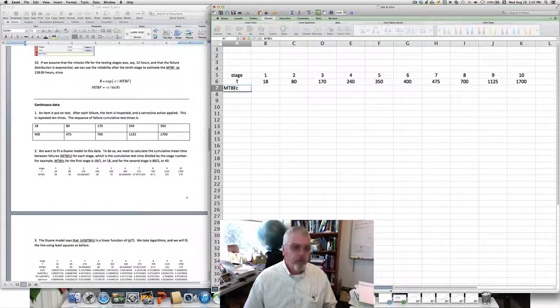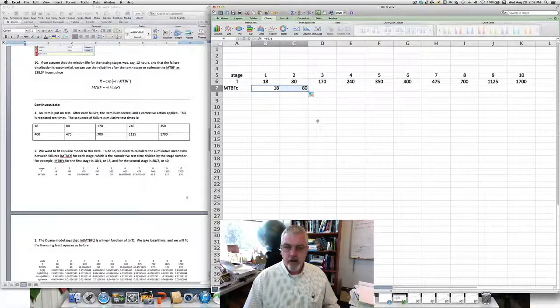So for example, MTBF-C, for cumulative, is equal to total time of 18 divided by one failure, which means our time between failures is 18. When we get to 80, we've had two failures. Our average time between failures is, oops, sorry, didn't quite hit this correctly.